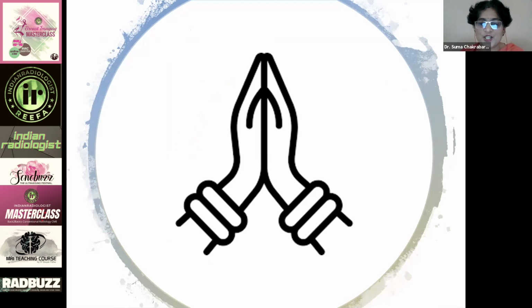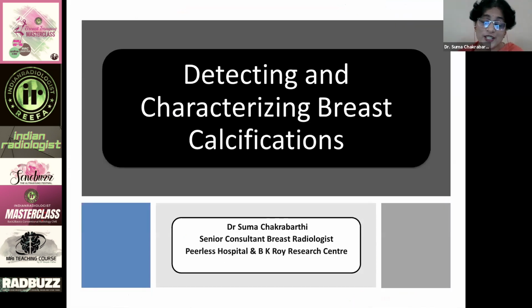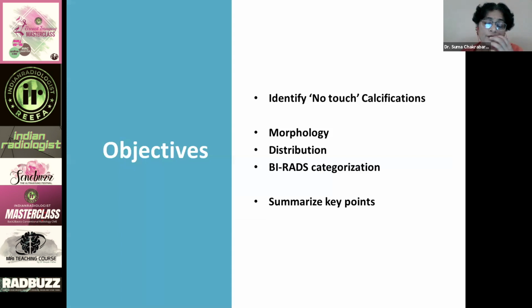The job given to me by Shilpa today is to talk on detecting and characterizing breast calcifications. I'll be concentrating more on characterizing than on detecting, because I think there's probably a bit more difficult learning there. The objectives of today's talk would be that we discuss some BIRADS 2, or completely benign or no-touch calcifications. And then we discuss the morphology, distribution, and BIRADS categorization of the suspicious calcifications. And then we summarize some key points.